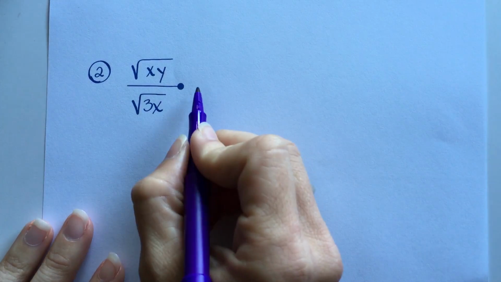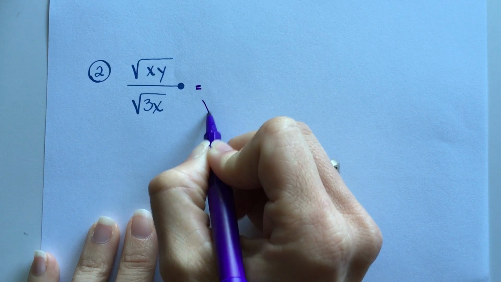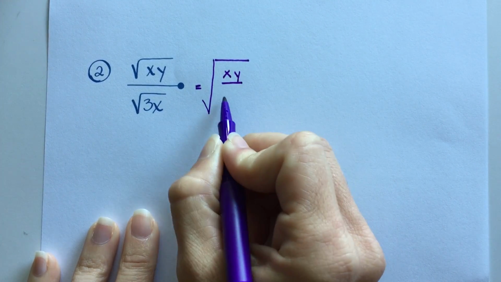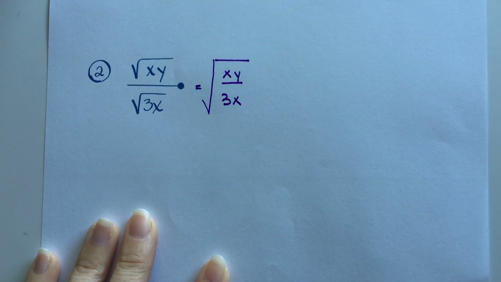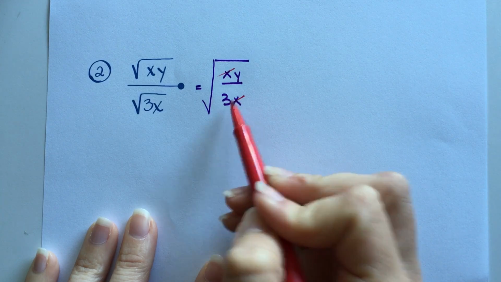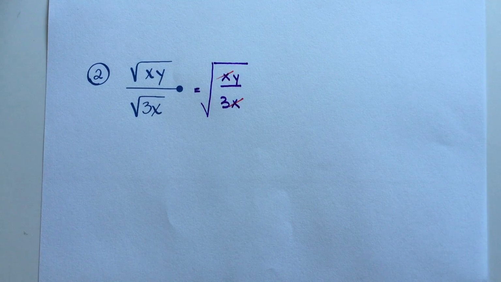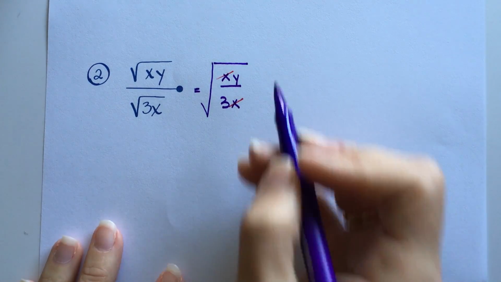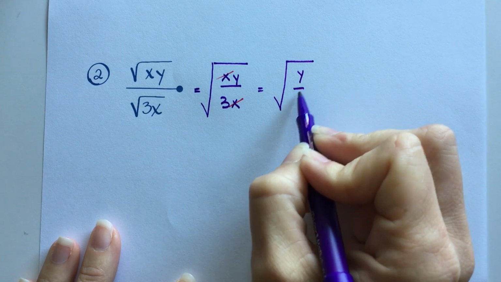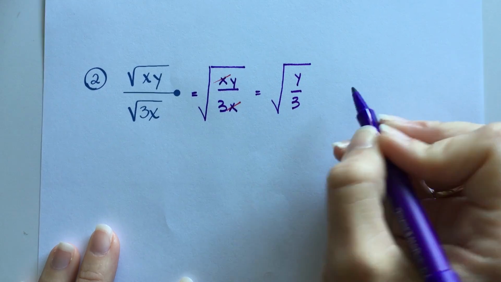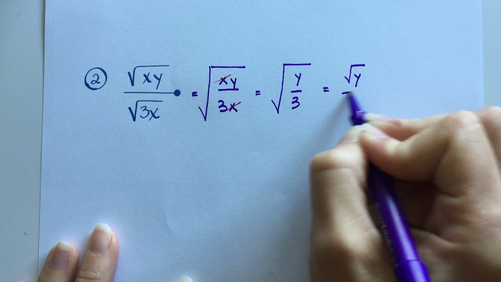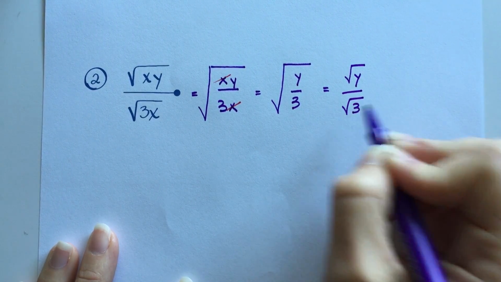All right, now on this one, let's write this as one big radical because there is some simplifying that I can do here because my x's, I've got 1x on the top and 1x on the bottom, so my x's are completely gone. So that means I have the square root of y over 3, okay? So now let's split this back apart. So I'm going to have square root y over square root 3.